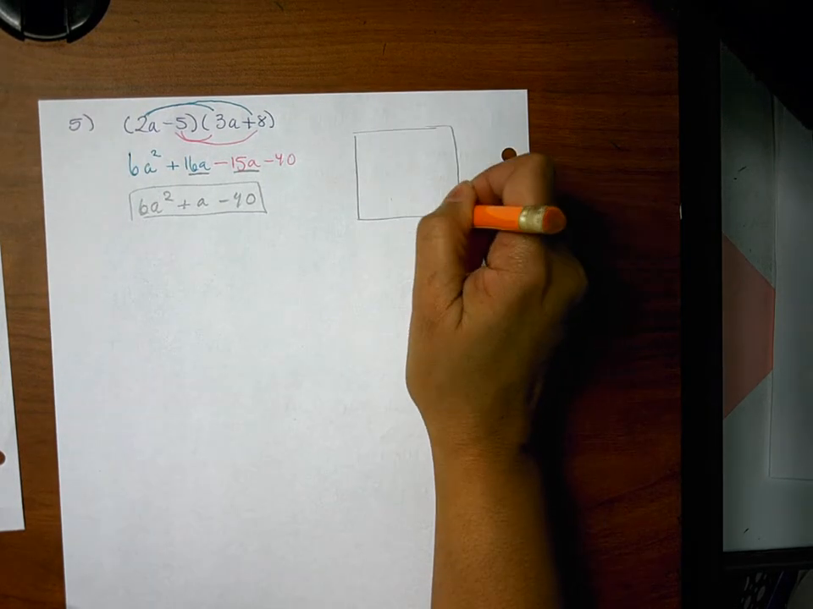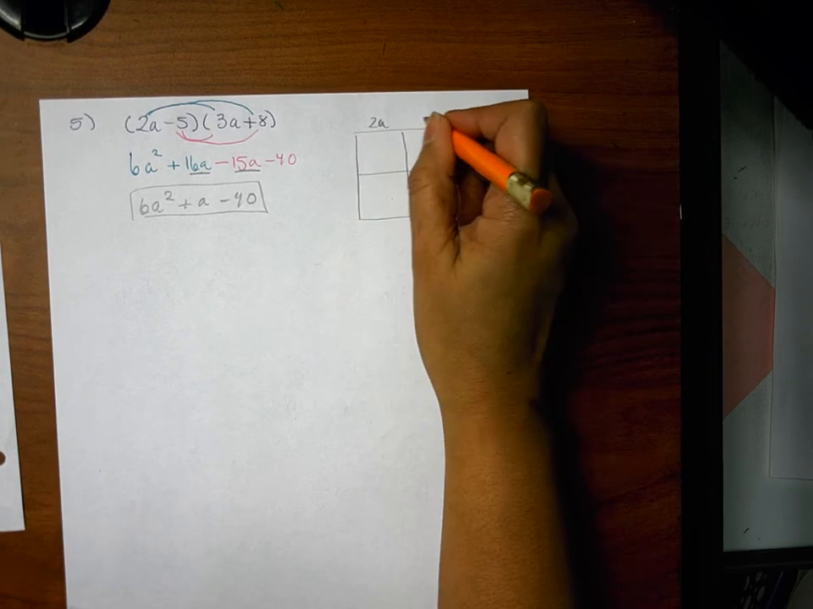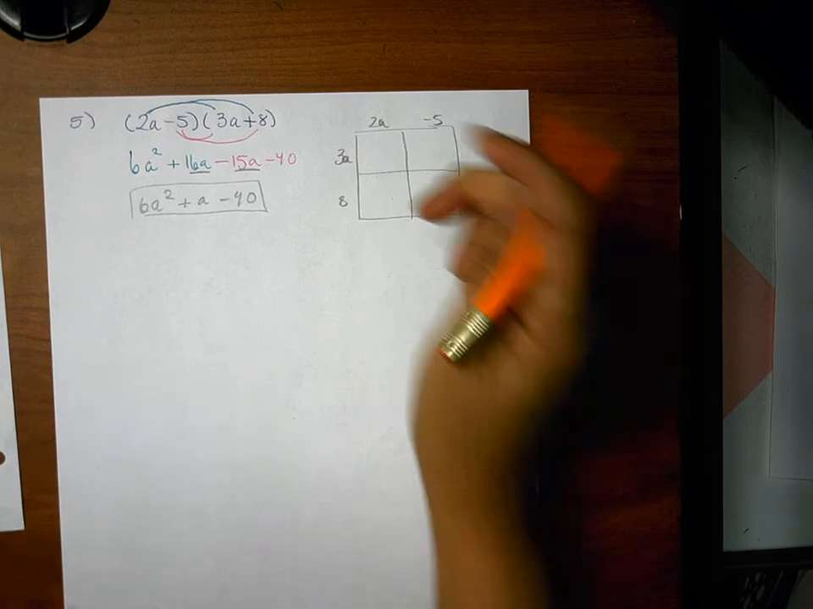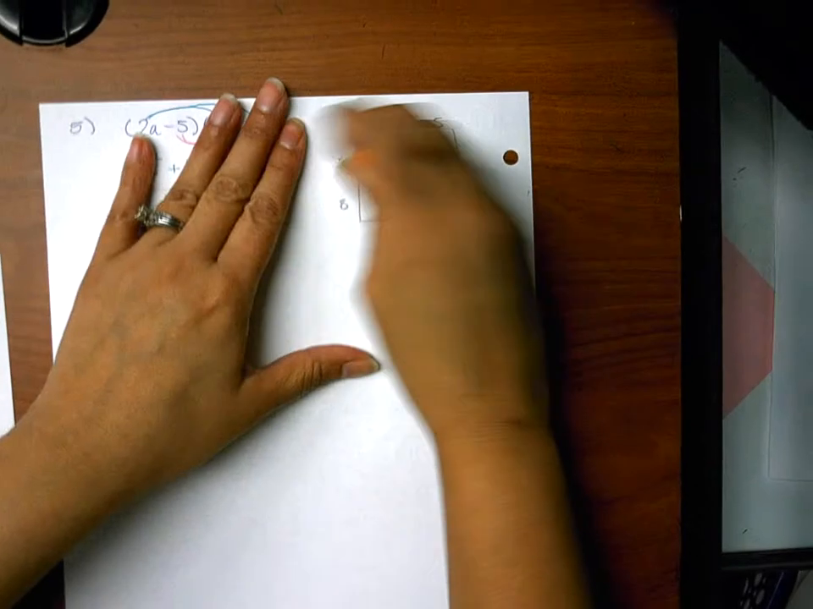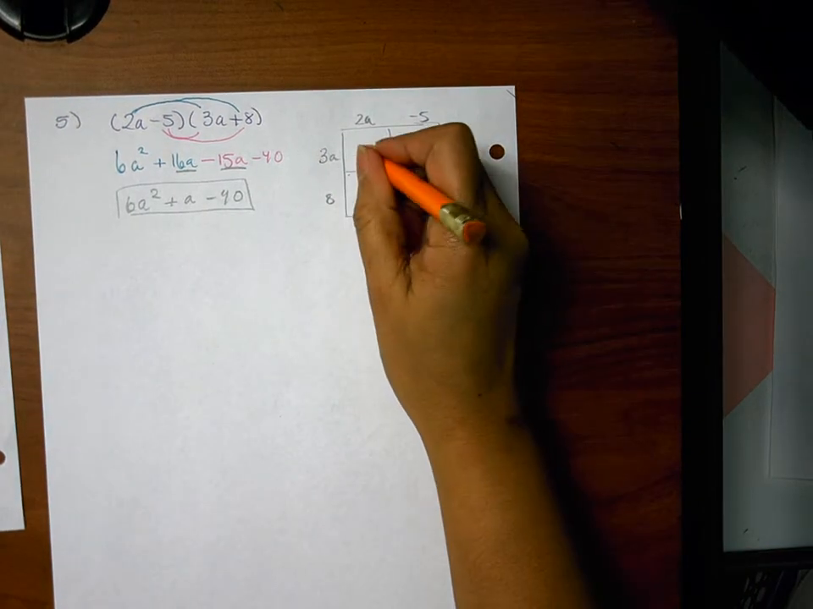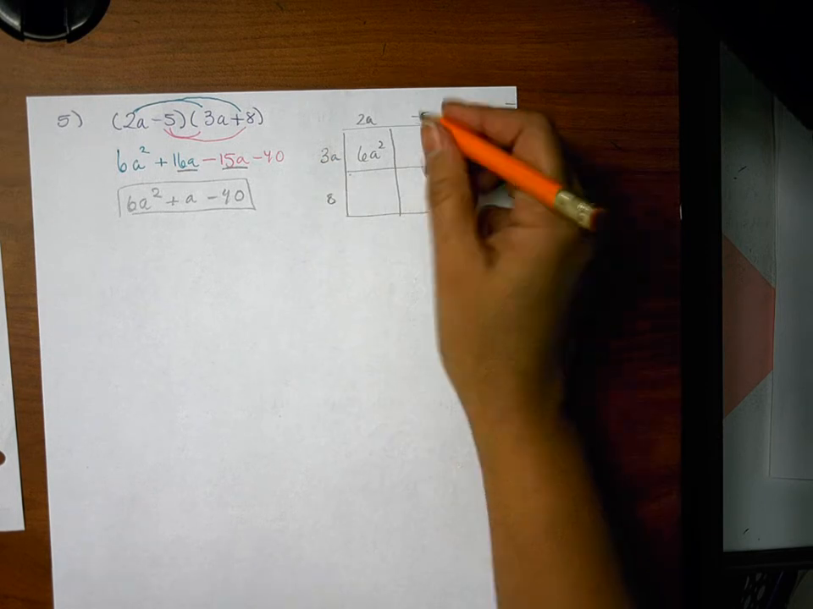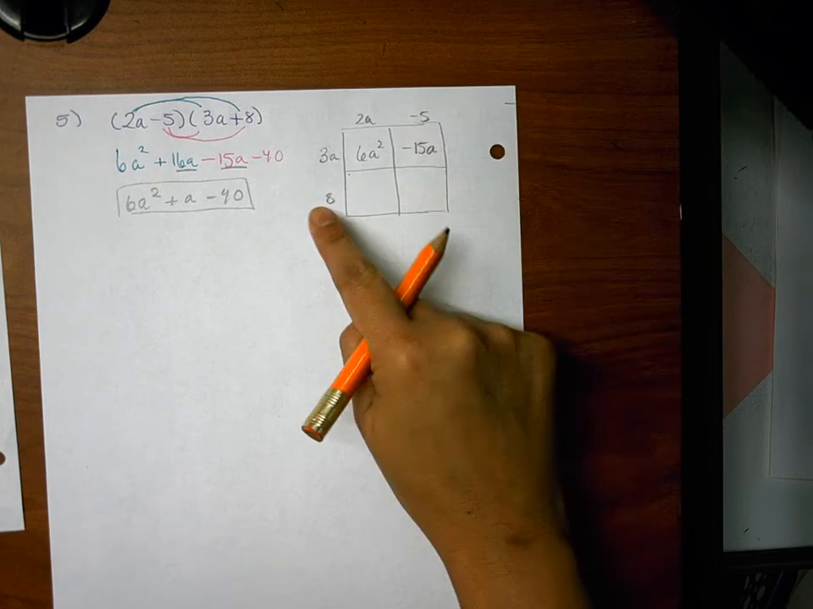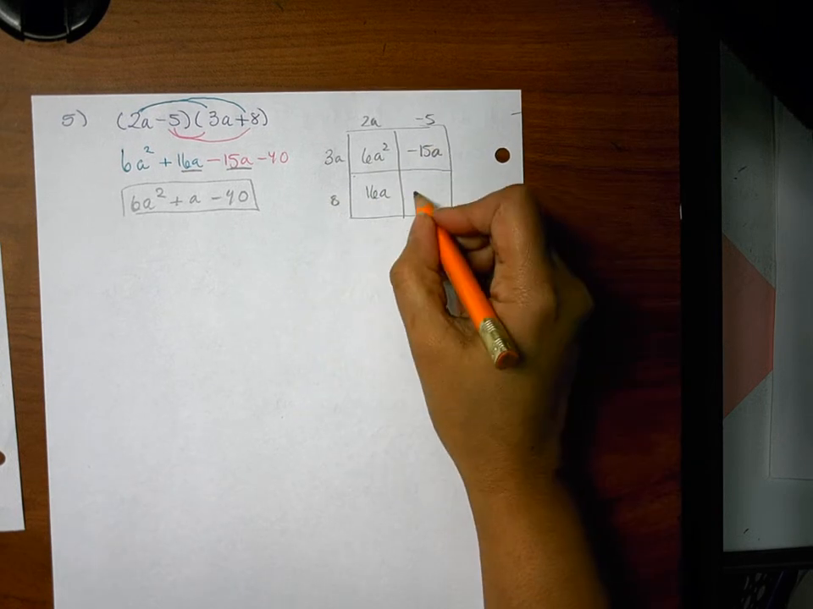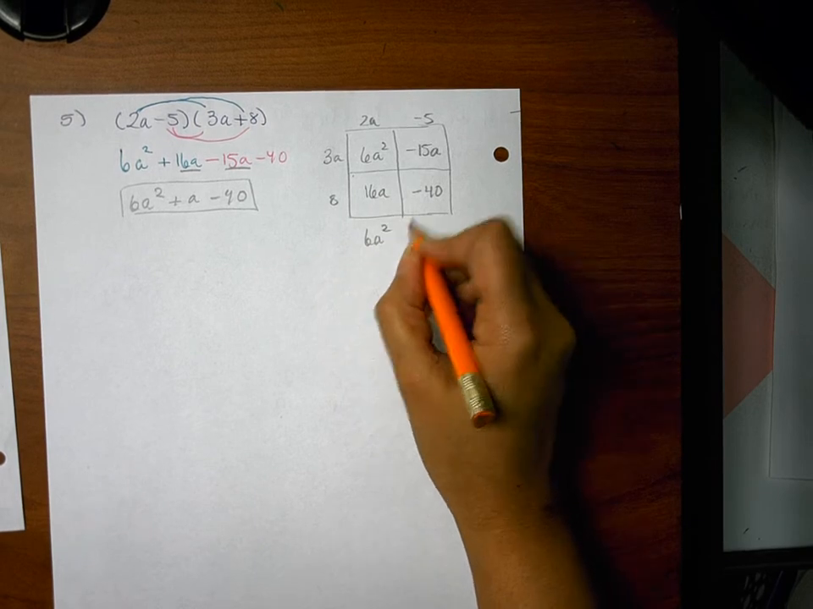All right, and I'm going to show you this window method one more time for those of you that want to use it. And I want to show it to you with the negative. And we do 2a and a negative 5, a positive 3a and a positive 8. Okay, and then you just go through and multiply in each little box. 3a times 2a is 6a squared because you add the exponents, we're multiplying. 3a times negative 5 is negative 15a. 8 times 2a is 16a. 8 times negative 5 is negative 40.